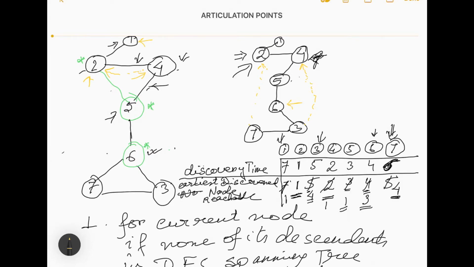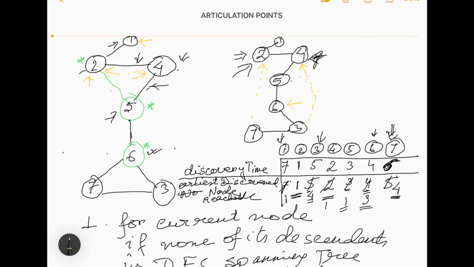which means at least one of its descendants has a back edge. So we would compare the earliest discovered node reachable from all of its descendants, take the minimum of that, and then see whether that is greater than or equal to the discovery time of the current node or not. It is very important to note here that we should not compare with the earliest discovered node reachable from the current node, and we know why. That is because we cannot have more than one back edge.